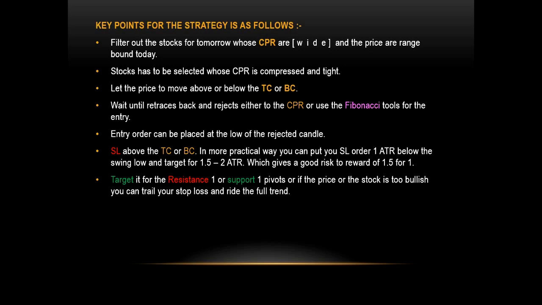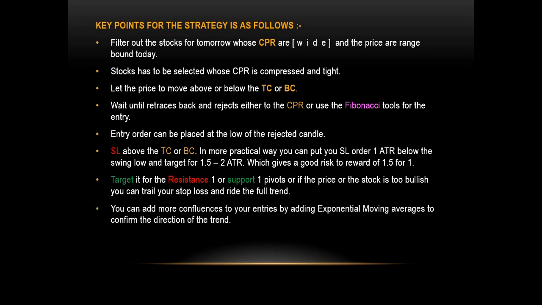You can use ATR indicators for keeping your stop losses accurate. Target the next resistance or support pivots. If the price is too bullish or bearish, continue to trail your stop loss, or trail it to your break even point once the price crosses the 1 to 1 risk to reward ratio.